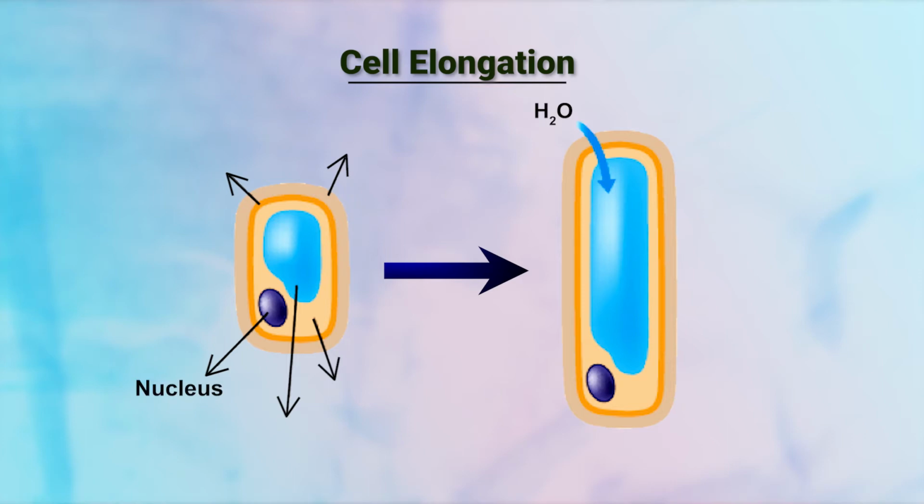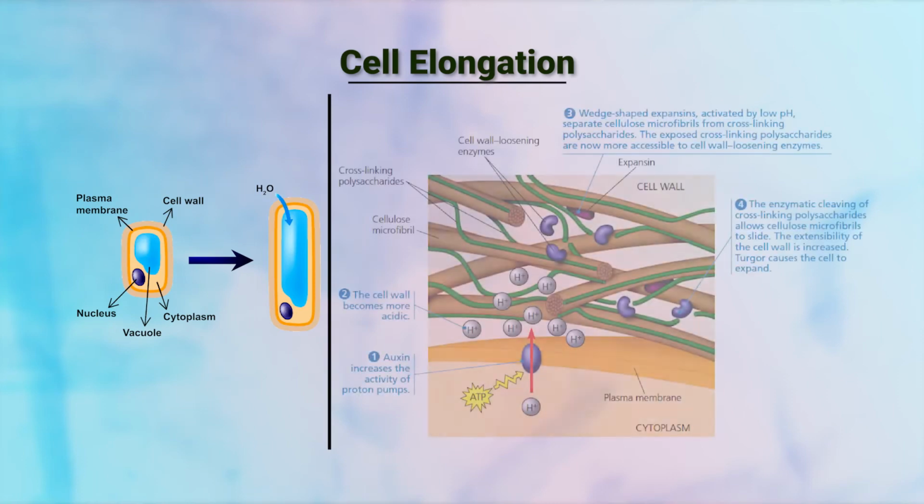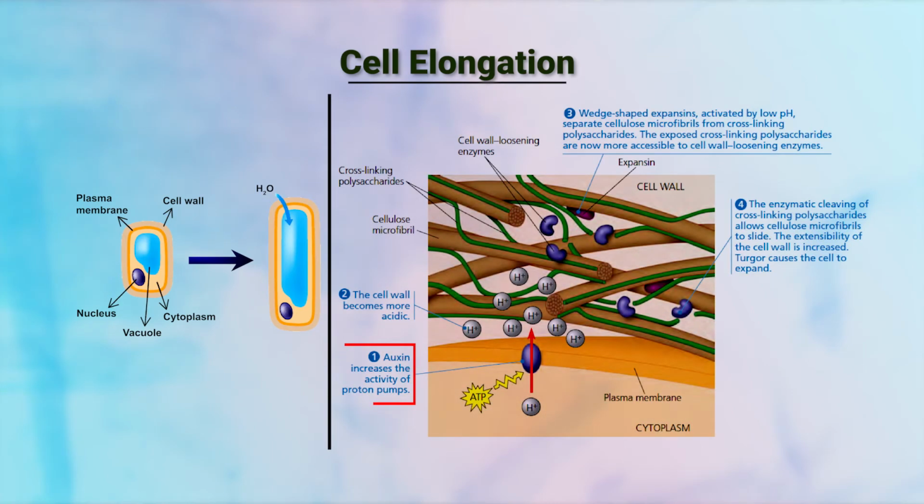Here, a part of a plant cell is shown where you can see the plasma membrane, the cytoplasm, and the cell wall. Some important components are shown, like a proton pump at the plasma membrane and cellulose microfibrils in the cell wall, which are cross-linked by polysaccharide chains. In these regions, two different proteins are of importance. One is expansin and another group of proteins are cell wall loosening enzymes.